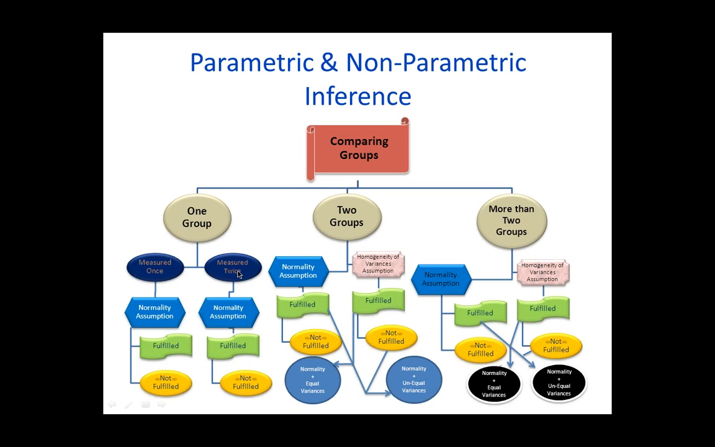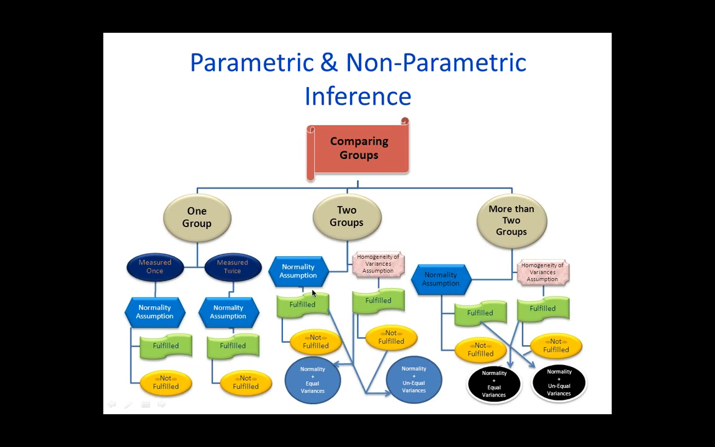One group measured two times means before and after an experiment. Check the normality assumption of the differences. If it is fulfilled, then apply the paired sample t-test. If it is not fulfilled, you can go toward its non-parametric alternative, which is the Wilcoxon signed rank test. If you have two groups to compare, check for the normality.